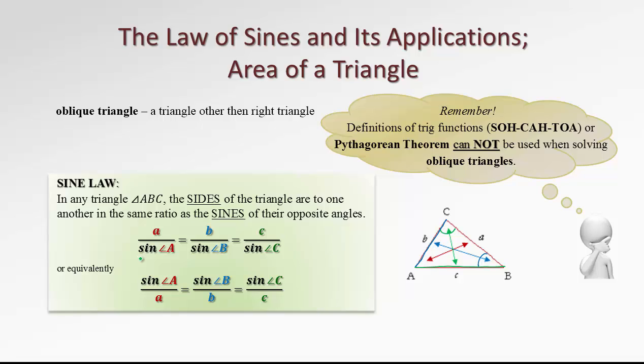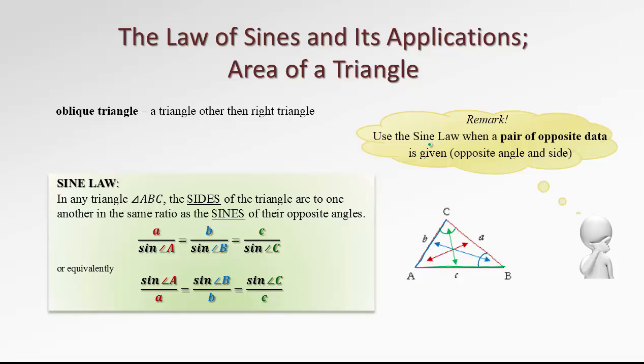Usually, we will have three given data, for example, two sides and one angle, or two angles and one side, and we'll look for the fourth variable, either a side or an angle. A piece of advice: when we set up a proportion, it's good to keep the unknown variable in the numerator. That will make it easier to solve. When do we use the sine law? Anytime that we have a pair of opposite data given. So we must have at least one pair of opposite data given in order to use the sine law. Let's see how it works.